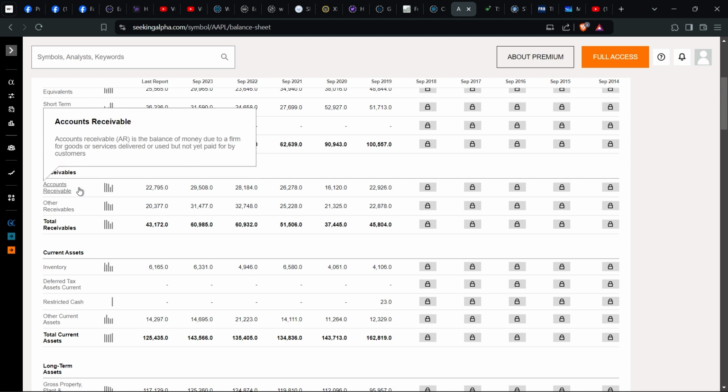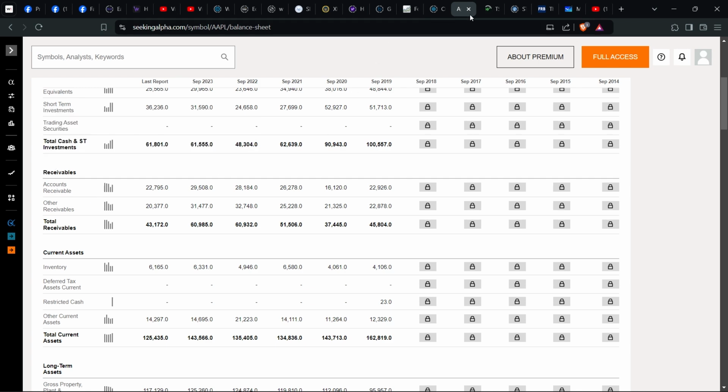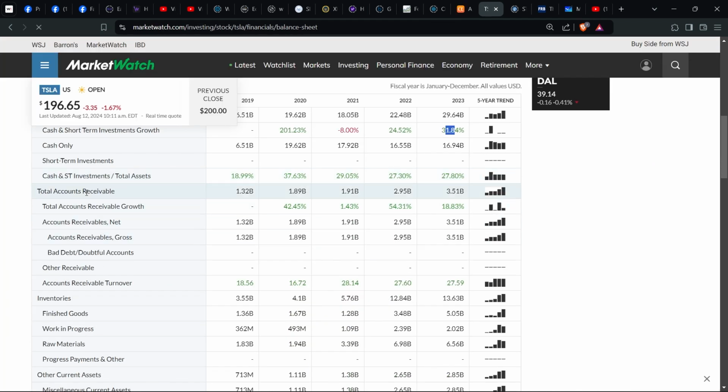That's why I want to go back to this other balance sheet so we can check. Yeah, here we are. You can see total accounts receivable growth, accounts receivable net, accounts receivable gross, bad and doubtful accounts. All right. So among the goods or services sold on credit, there are people who do not pay their debts. Okay, people who do not pay their debts, or debts that the company expects these guys aren't going to pay us.